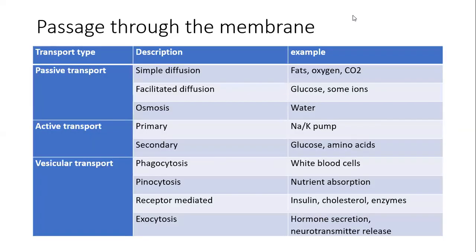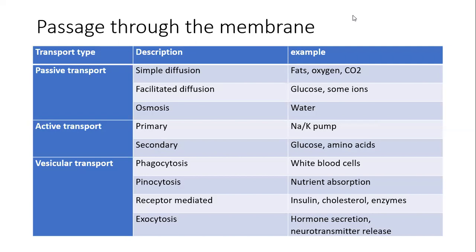It's pretty amazing. So how do things get through the membrane? This is just a quick review. As you probably recall, there's passive transport, which requires no energy. And the types of transport are simple diffusion. Things that can move through the membrane that way are fats, oxygen, and carbon dioxide. Facilitated diffusion, glucose and some ions move through the cell membrane that way, and osmosis, which mainly is the movement of water. Active transport requires ATP.